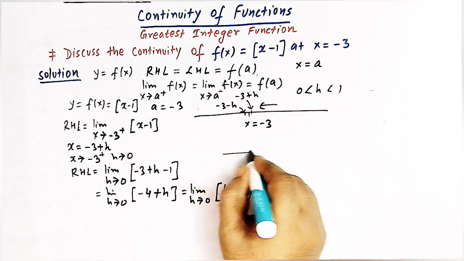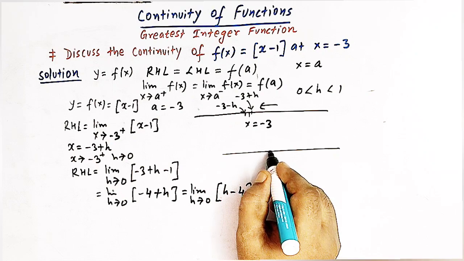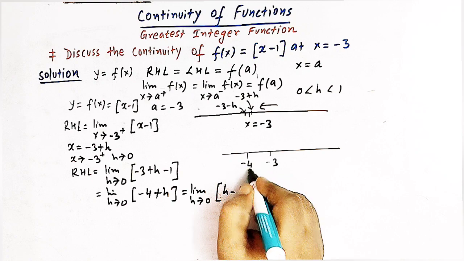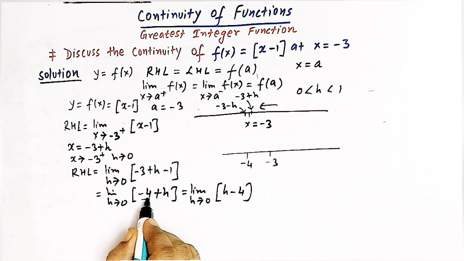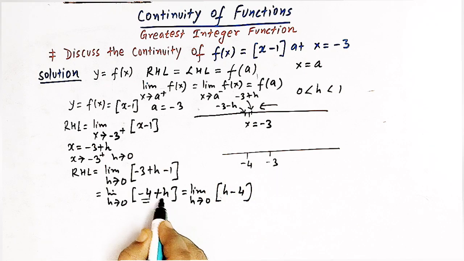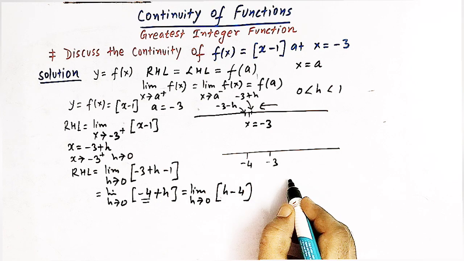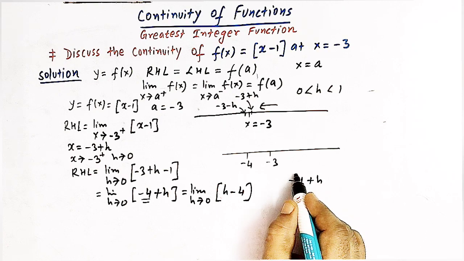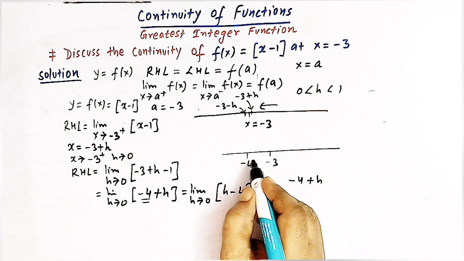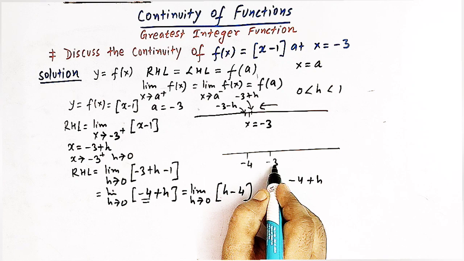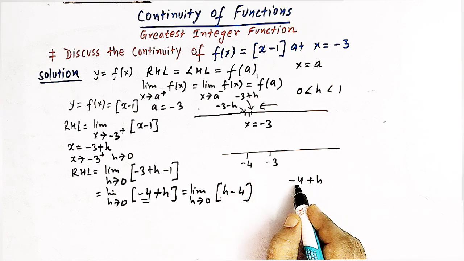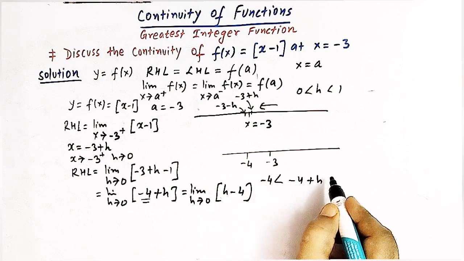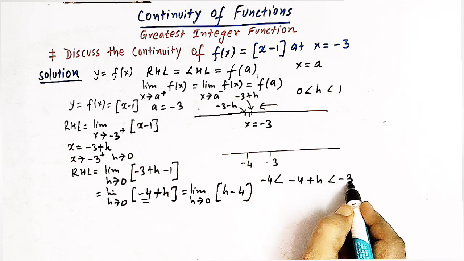So if we take the real number line, and here we have minus 3 and here we have minus 4, right? So here we have minus 4 plus h, and h is a positive quantity. So when we add h to minus 4, then this quantity lies between minus 4 and minus 3, right? So minus 4 plus h is greater than minus 4, but it is less than minus 3.